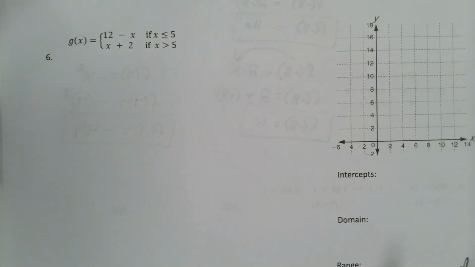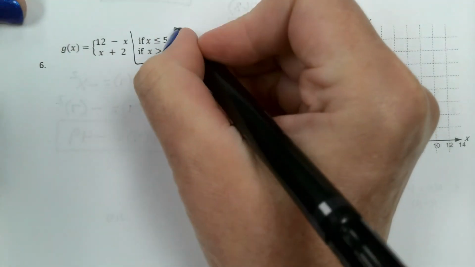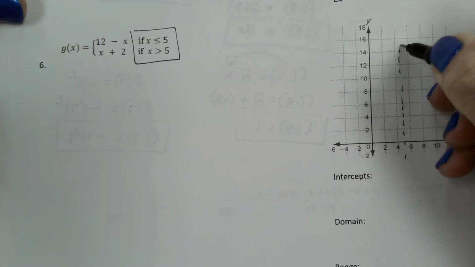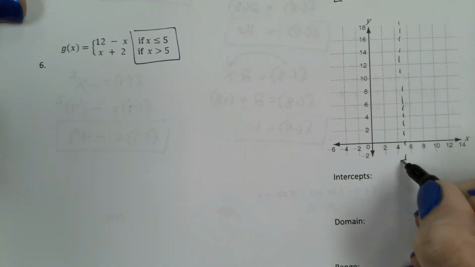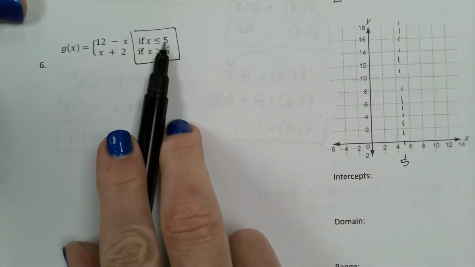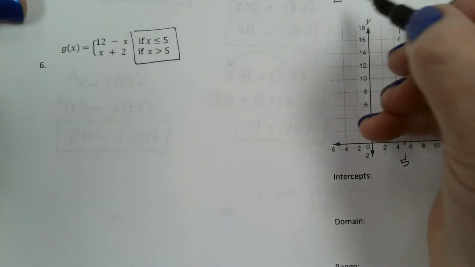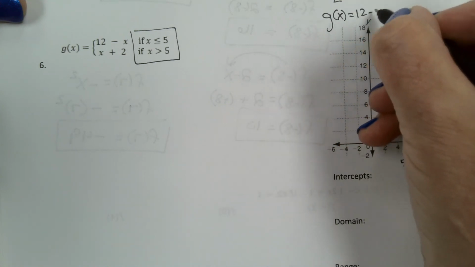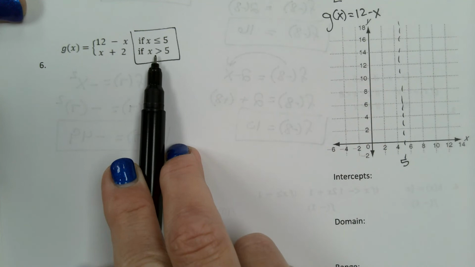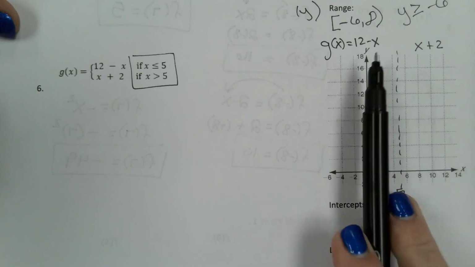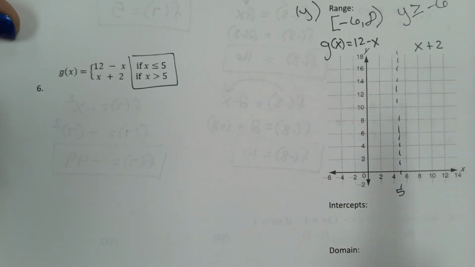Let's try another one. All right, so the first thing that we're going to do is put in the divide line. So the divide line is at 5, and my graph counted up by 2's, so I'm going to put a dashed line right there at 5. If x is less than or equal to 5, so on this side of the line, I have g of x equals 12 minus x, and if x is greater than 5, then I use x plus 2. So on this side of the line, you have this equation. This side of the line, you have this one.